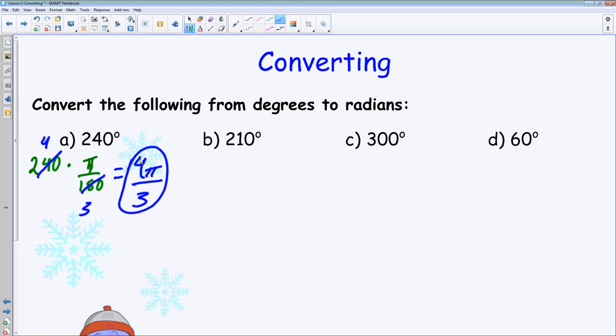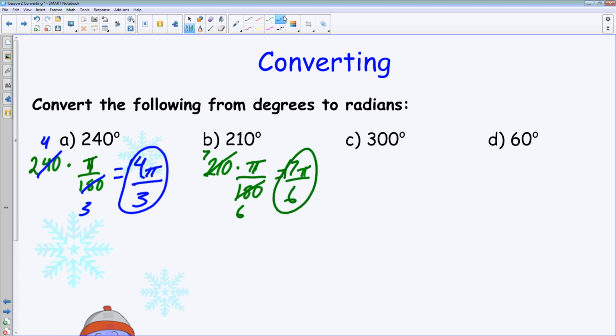For 210, I'm going to do the exact same thing. So 210 degrees times pi over 180. Both 210 and 180 are divisible by 30. So this is going to become a 7 and this is going to become a 6. So your final is going to be 7 pi over 6.